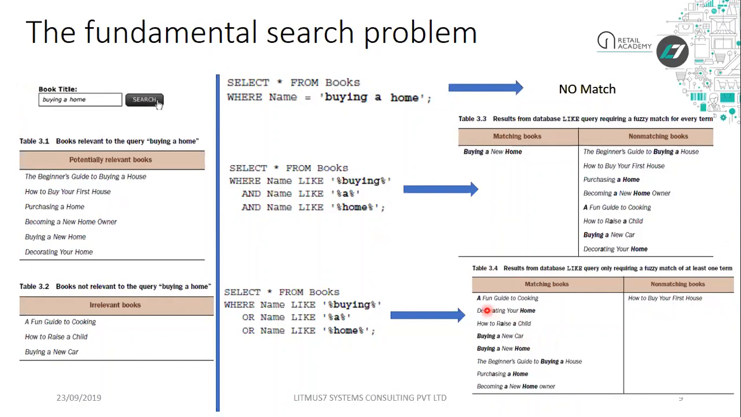And at the same time, see, like the first one, a fun guide to cooking. This should not be retrieved for the search for buying a home, but here, since we go for the OR operation and an OR with a, it just retrieves this particular document also. See, like then this one, how to raise a child. Right, a match happened on the A over here, and another match happened on the raise over there.